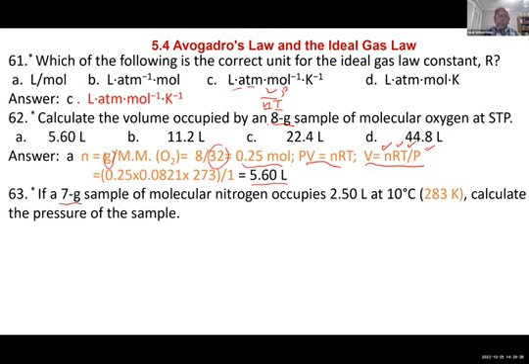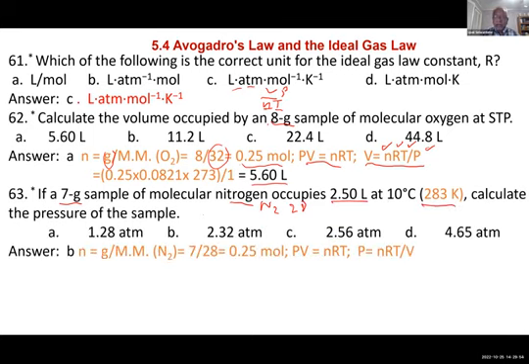A seven gram sample of nitrogen. Nitrogen is N2. Molar mass is 28, 14 times 2. Then the liters are given. Temperature is given. Calculate the pressure of the sample. To calculate, you have to solve the equation PV = nRT. You have to look for P. N is 0.25, so you plug in the 0.25. I'm sorry, I left it out.